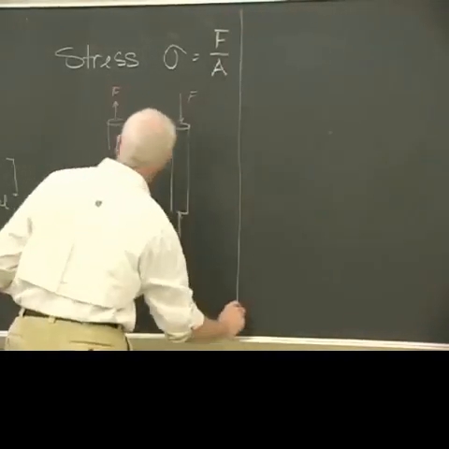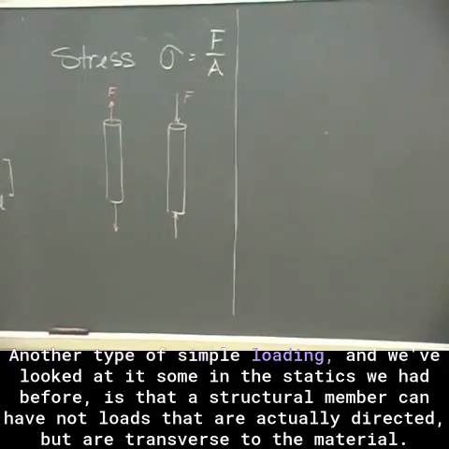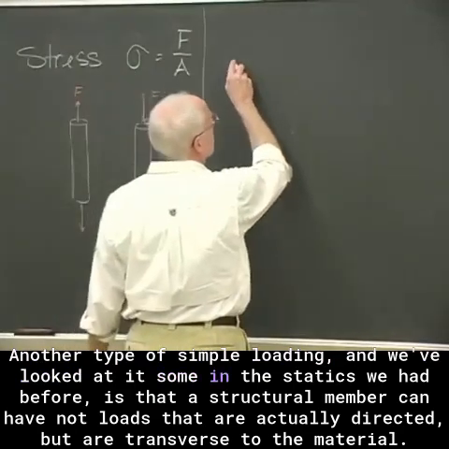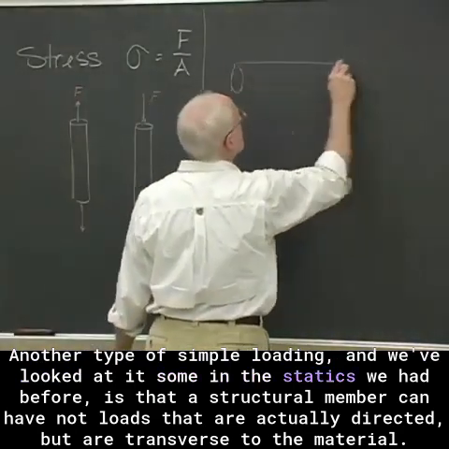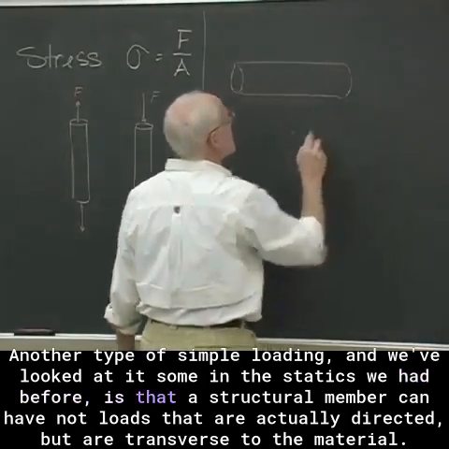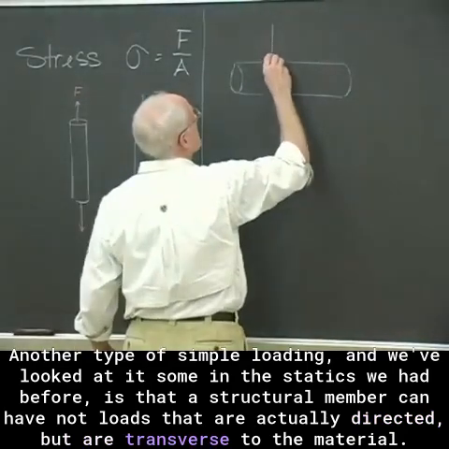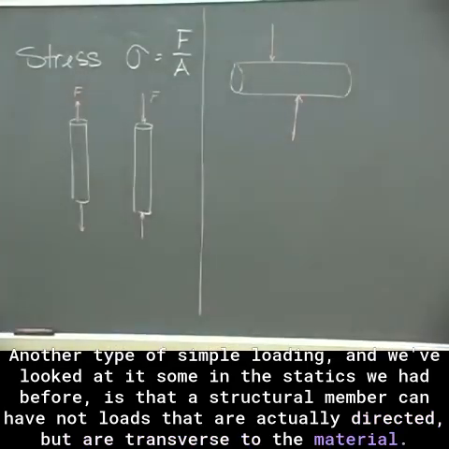Another type of simple loading, and we've looked at it some in the statics we had before, is that a structural member can have not loads that are actually directed, but are transverse to the material.